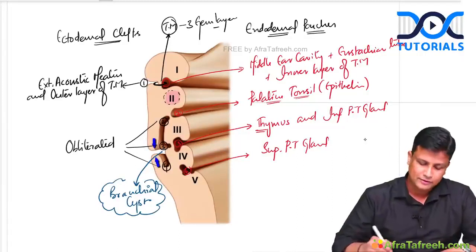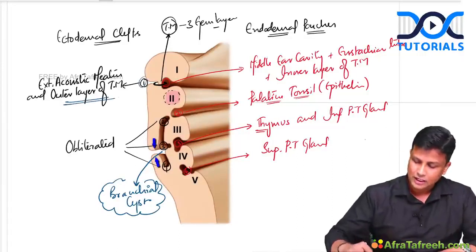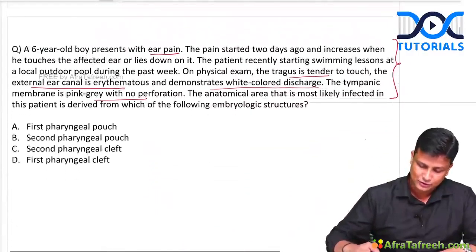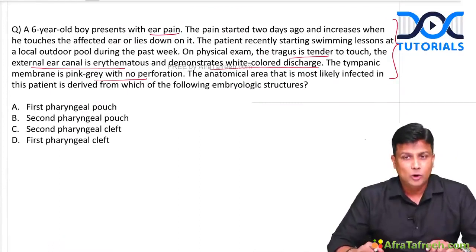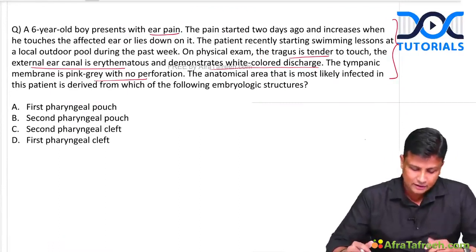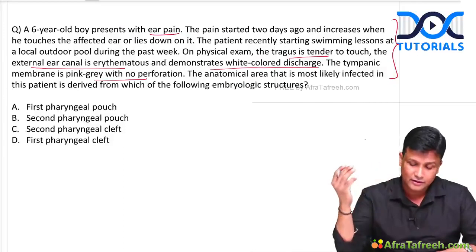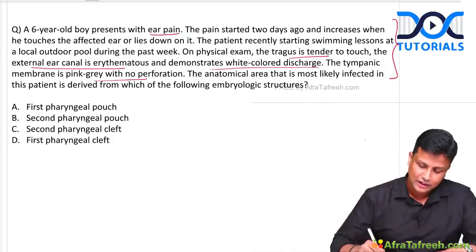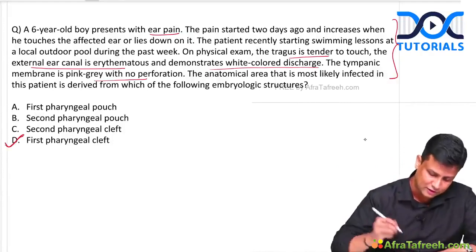Whatever it is, from here we understand the external ear will be derived from where? From the first cleft. Now coming back to our clinical question that I showed you in the very beginning, guys. If there is all this condition here, there is ear pain, the external ear canal is erythematous, there is a white color discharge and all those things. So the external ear is derived from where? That is from the first pharyngeal cleft.